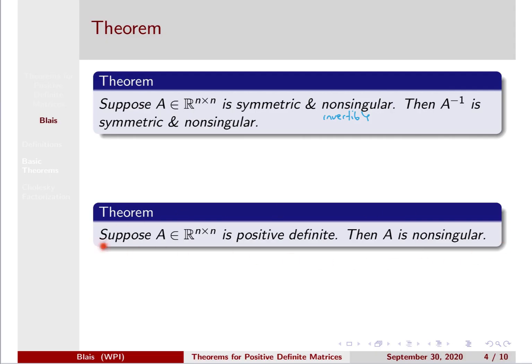We also have this result that if you have a matrix A that is positive definite, then A is also non-singular, or invertible. The idea there is that a matrix being positive definite is a stronger condition than that of invertibility. A positive definite matrix is an invertible matrix. But it does not go the other way. An invertible matrix is not necessarily positive definite.